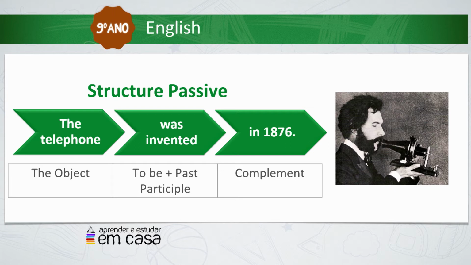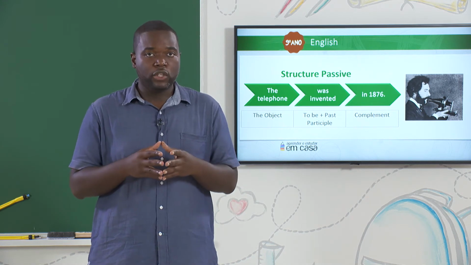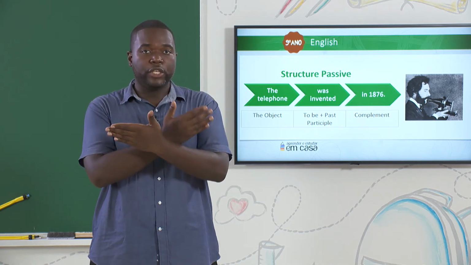Now, you have the same sentence, but with a different structure. Of course, we're talking about the passive. Now, in this sentence, you have the telephone as the object, was invented. You still have the verb to be in the past, was, and invented in the past participle. And now, 1876 becomes the complement. Now, students, what you can see from the structure here is that we switched.